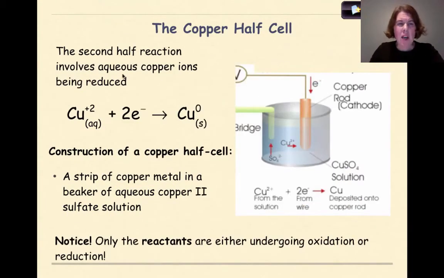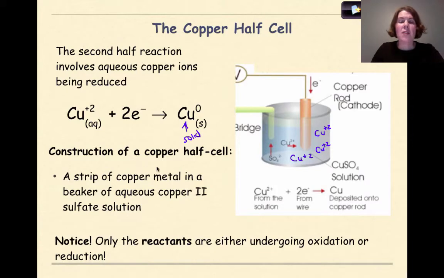In the copper half cell, this is going to involve aqueous copper ions being reduced because remember, in this half cell, we have copper 2 sulfate solution, which means there is a bunch of Cu+2 ions hanging out in here, floating around. So these Cu+2 ions will pick up 2 electrons and become solid copper metal. The little s represents solid metal.